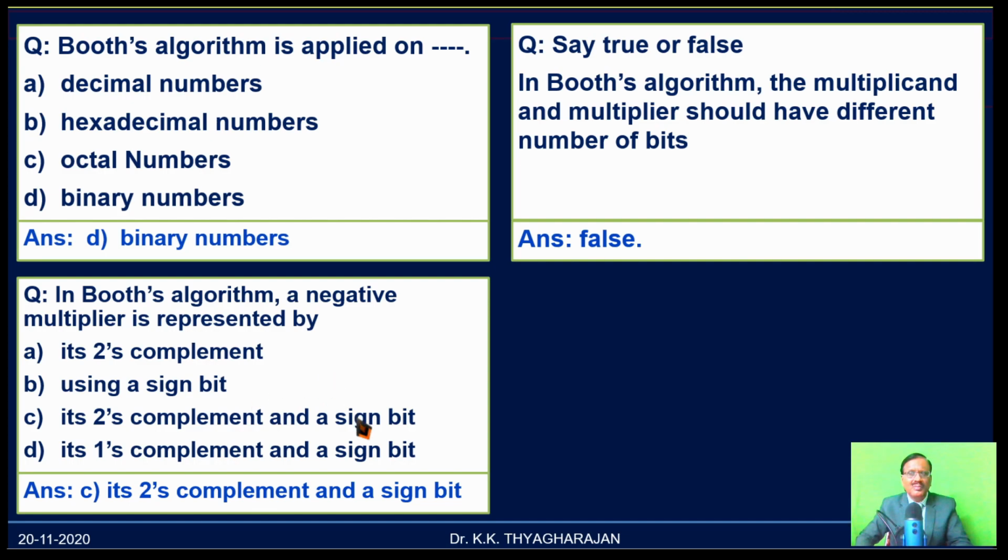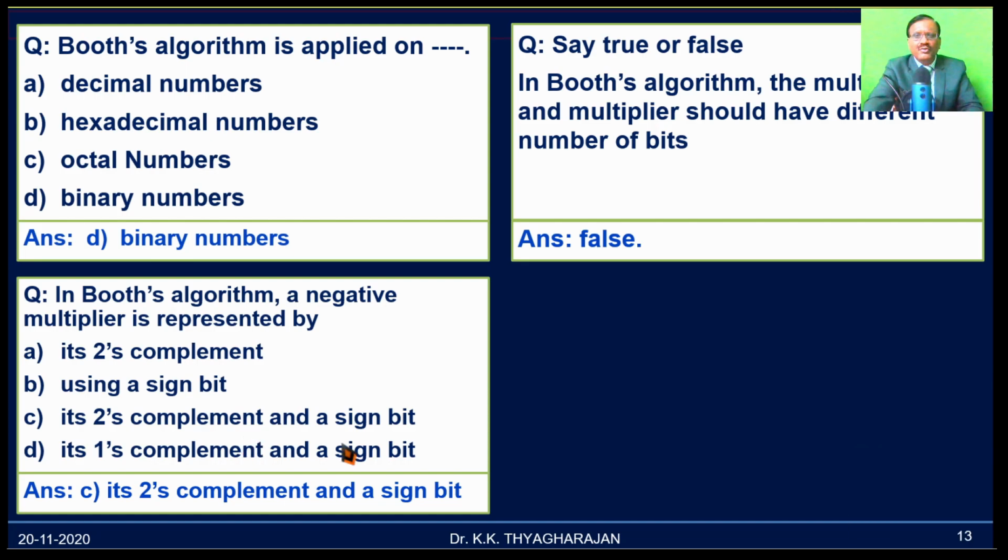If it is a negative number, the sign bit should be 1. If it is a positive number, it should be 0. So only this is correct. If you just take 2's complement for the number, it is not sufficient. So you should clearly understand the result. You should remember this. A sign bit is also included and 2's complement is also used.